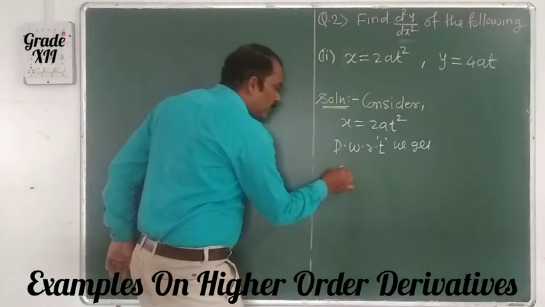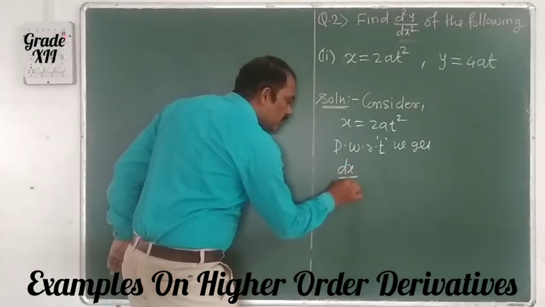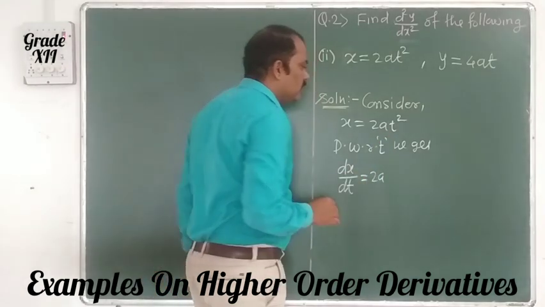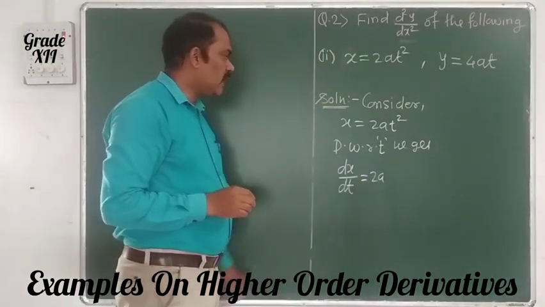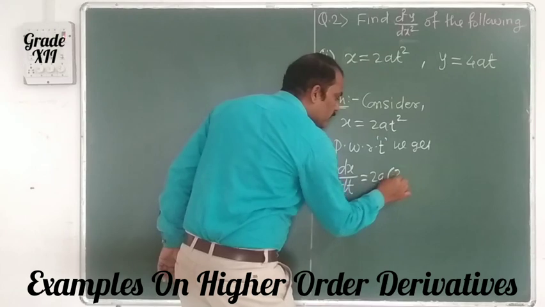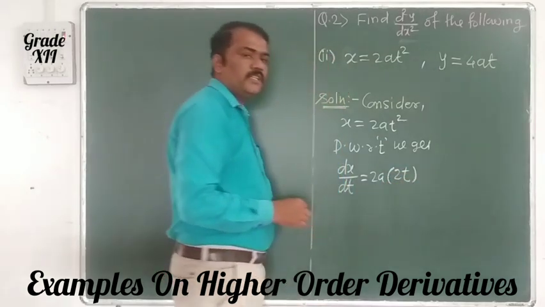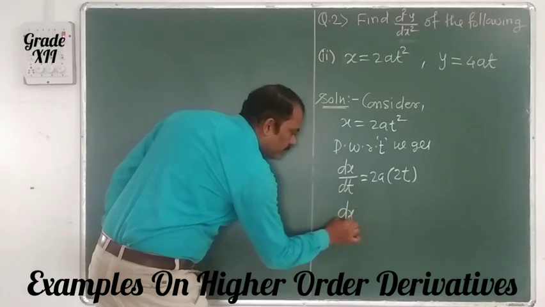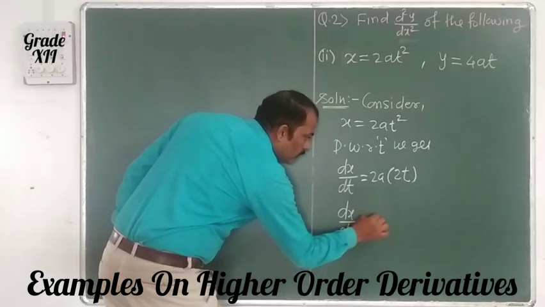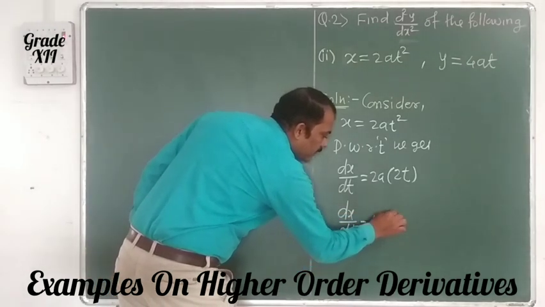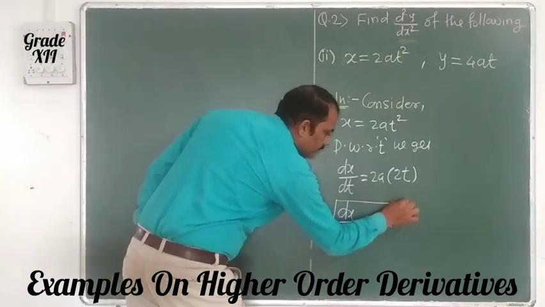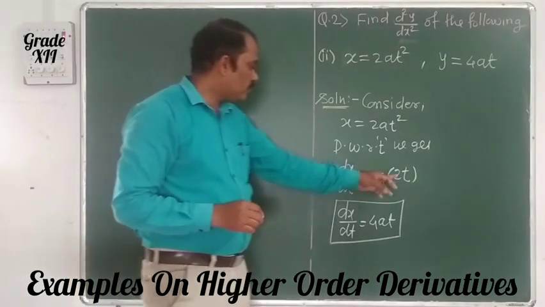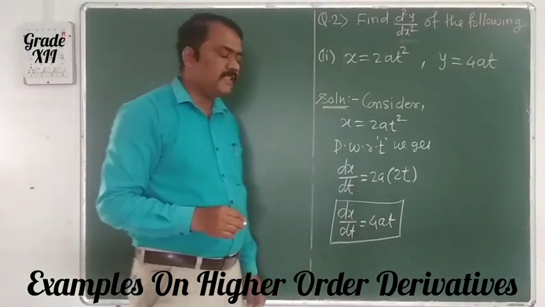So the differentiation of x with respect to t is nothing but dx by dt. Here 2a is a constant, so we have to take it outside. That is the differentiation of t square. Differentiation of t square is nothing but 2t. Total simplification is that dx by dt is equal to 4at. 2 into 2, 4, a as it is, t as it is.